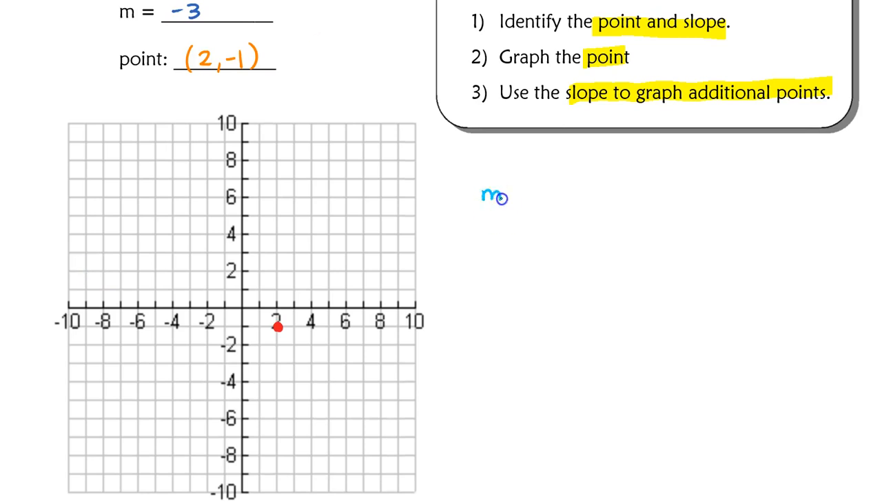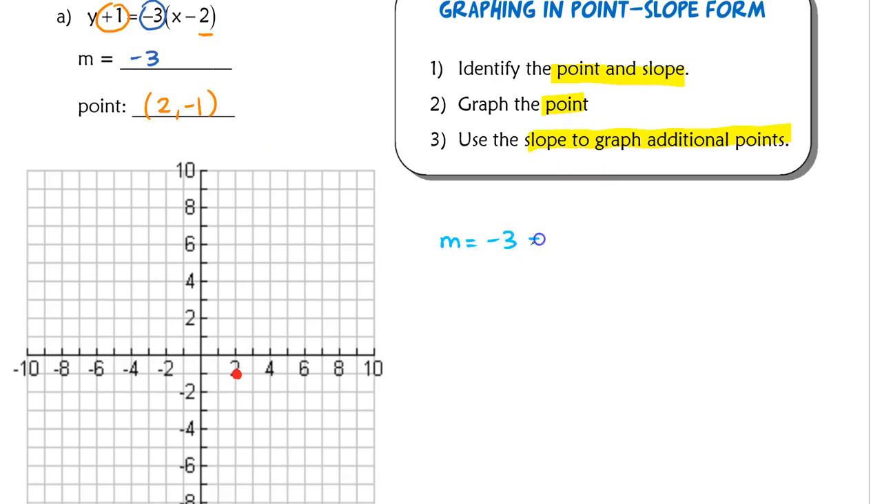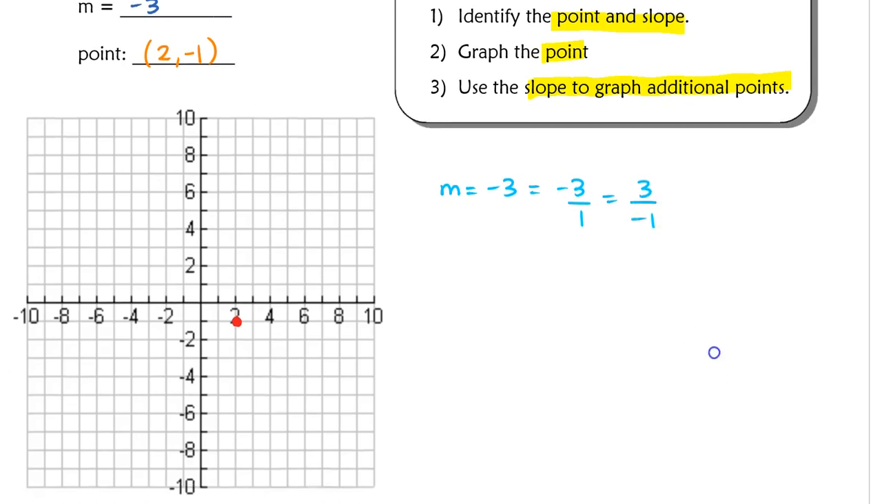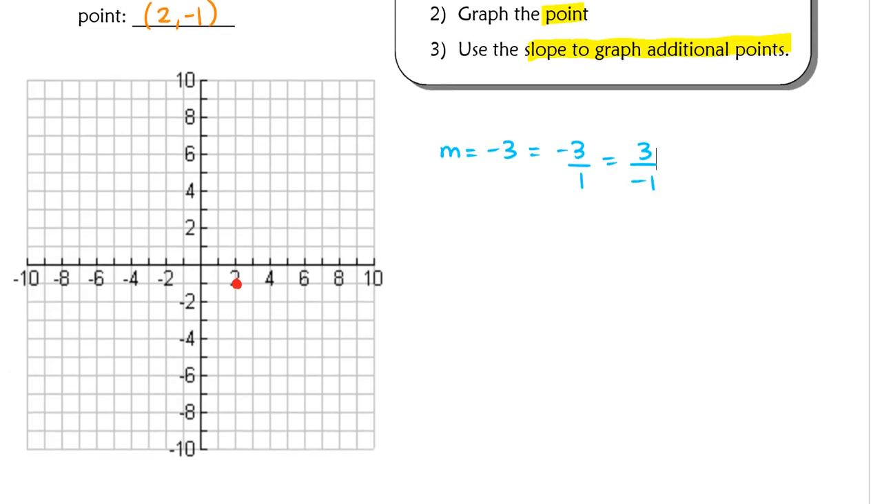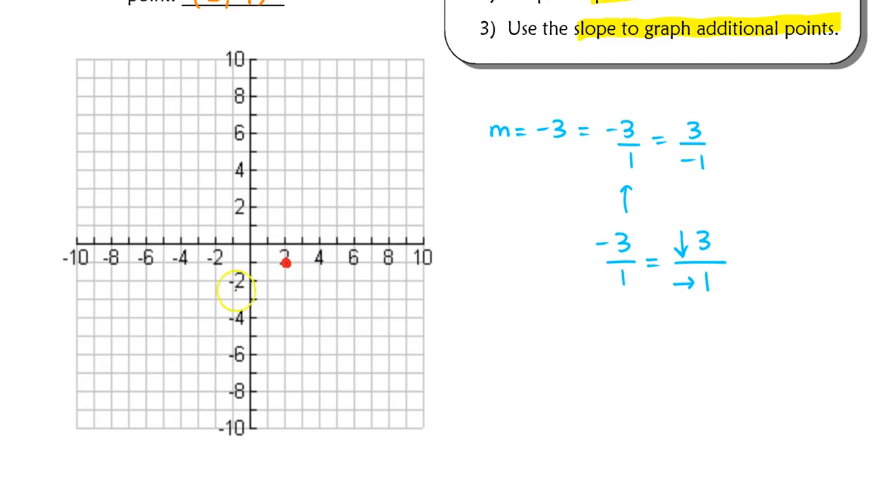Our slope is -3. Now we know that we can rewrite this as a fraction. We can rewrite that as -3/1 or as +3/-1. Let's try both directions here in order to graph more points. If we do this first fraction, -3/1, this means I'm going to go down 3 and to the right 1. We're going to start at the point and go down 3 units, so 1, 2, 3, and to the right 1. There's my next point.